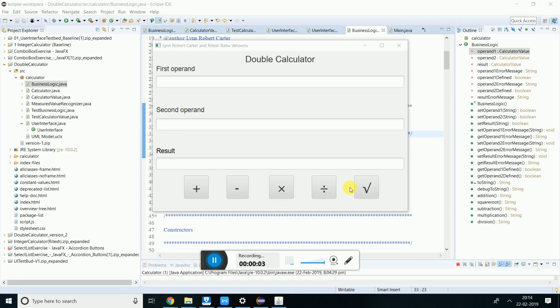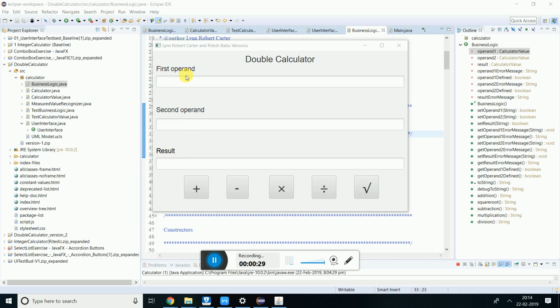Hello everyone, this is the user interface of my double calculator. These are my three text fields. The first two text fields denote the inputs which are given by the user. This is the first operand which denotes the first double input given by the user, and this is the second operand which denotes the second double input given by the user, and this is the result text field.